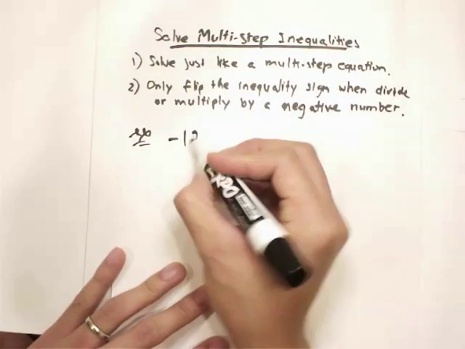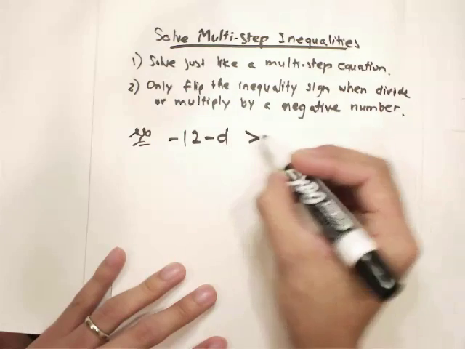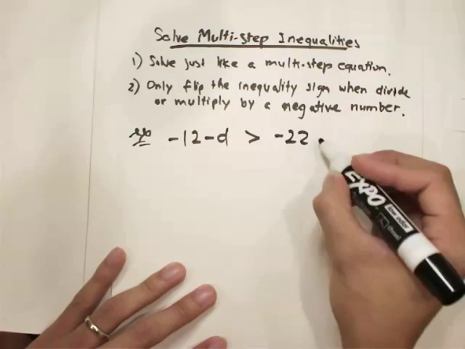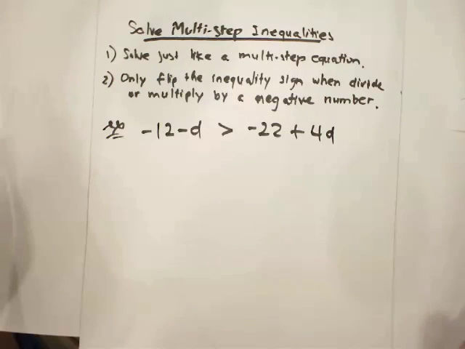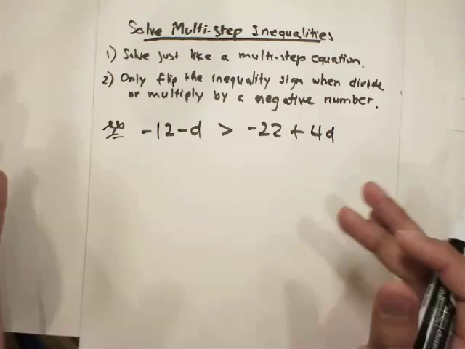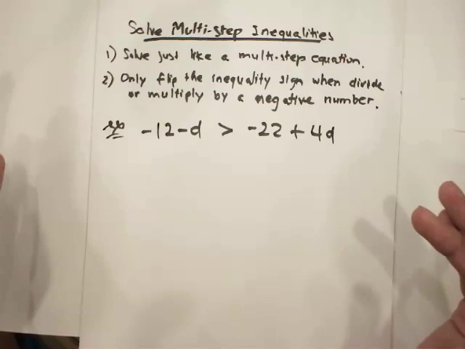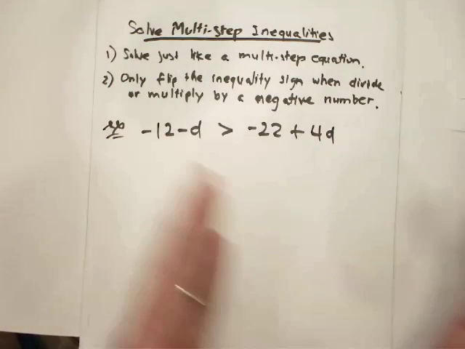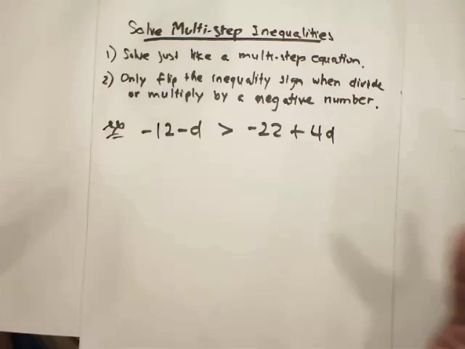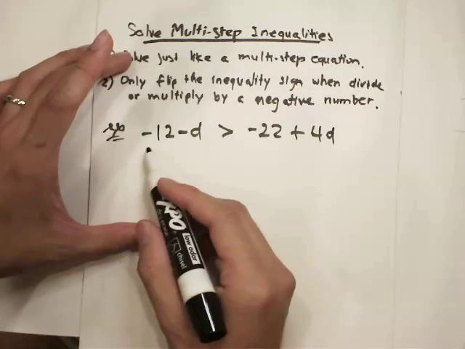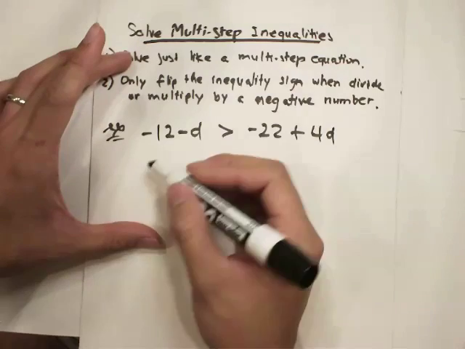You have negative 12 minus d greater than negative 22 plus 4d. Notice I have variables on both sides. Can't have that. Just like in equations, I need to have all of my variables on one side. You can move the negative d to the right, or you can move 4d to the left. It doesn't really matter, you get the same answer. So let's say I want to move the negative 12 over to the right-hand side. Let's start with that.